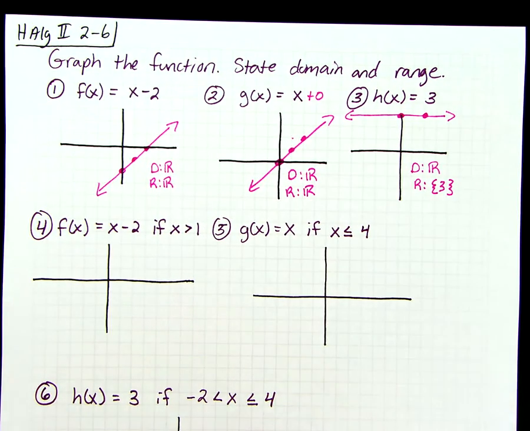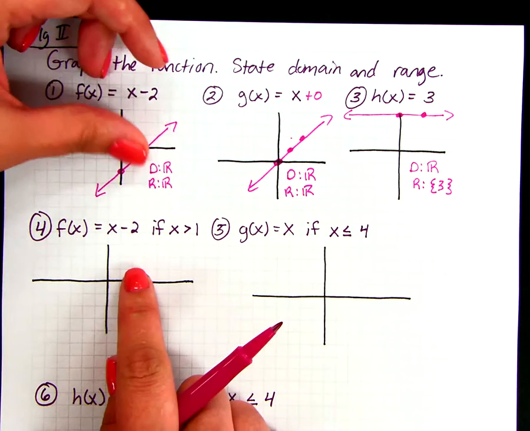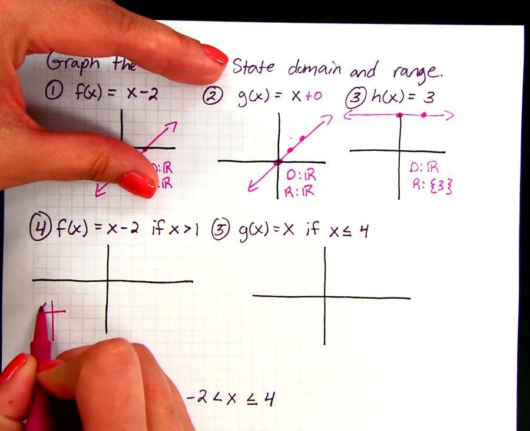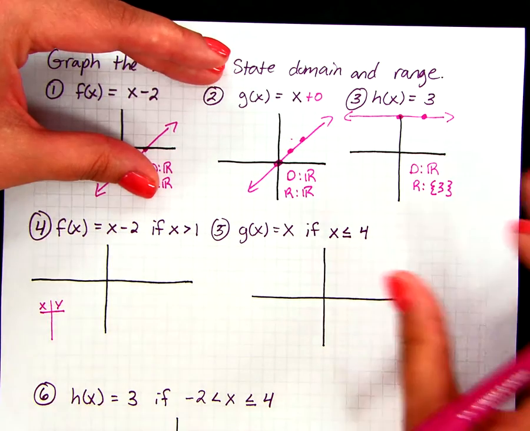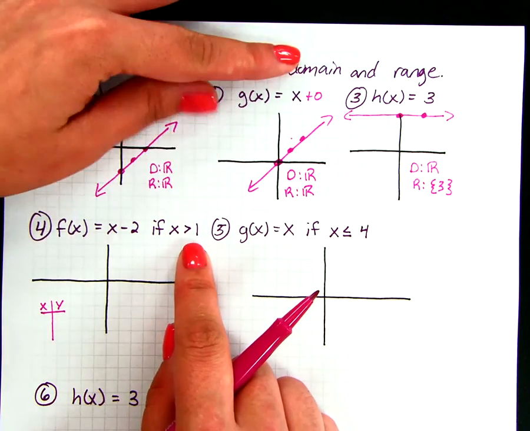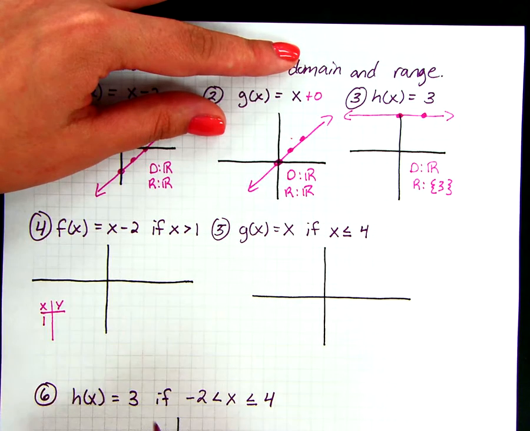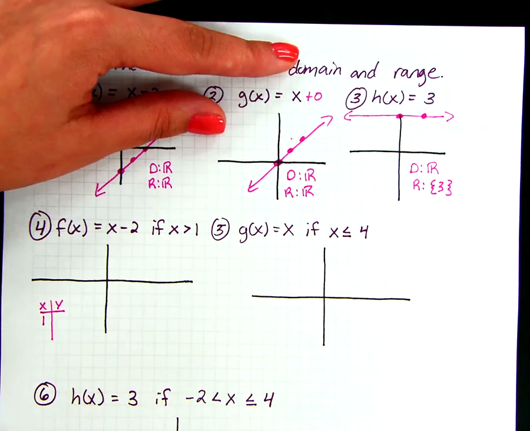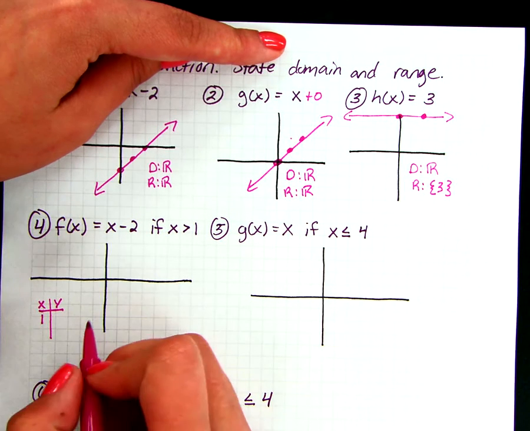So the way that we're going to do this for this problem is we're going to do a t-chart to help us get started. And when we do this t-chart, we want to pick endpoints. So this restriction is giving us our endpoint. So I'm going to choose 1 for my x. And then we just substitute it in here. So we're doing 1 minus 2. So if we do 1 minus 2, that will give us -1.